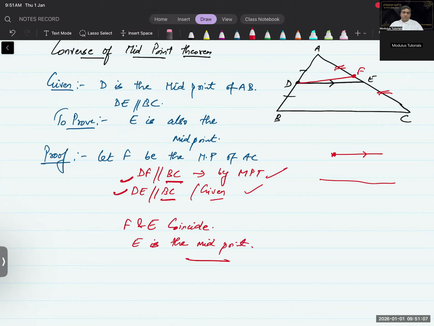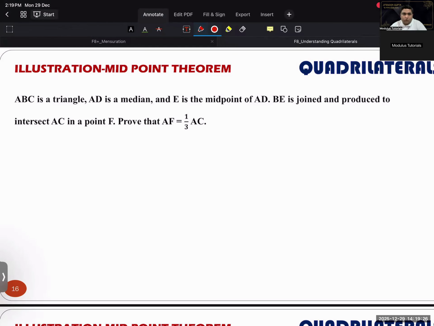Got it, guys? So this is what we have as the converse of midpoint theorem. Got it, guys? All right, guys. We have understood what is midpoint theorem. Now we shall be working on the illustrations regarding the same. So let's see what questions we have in mind.